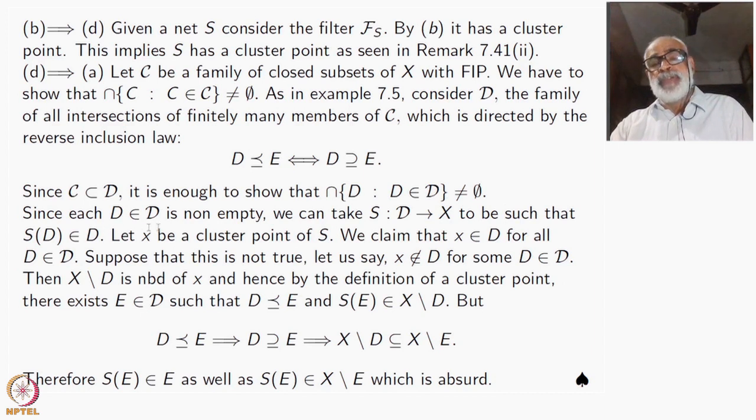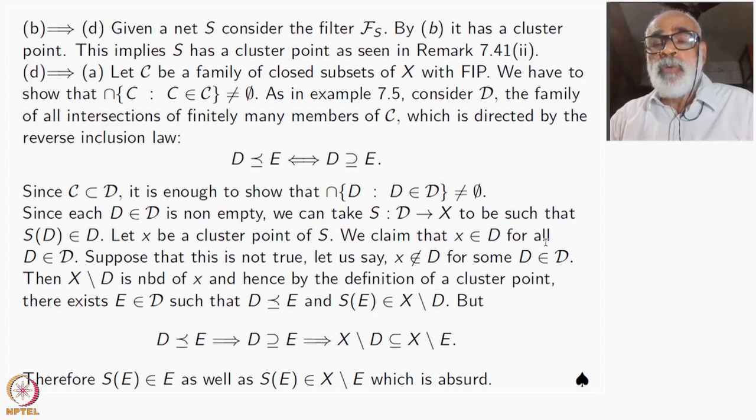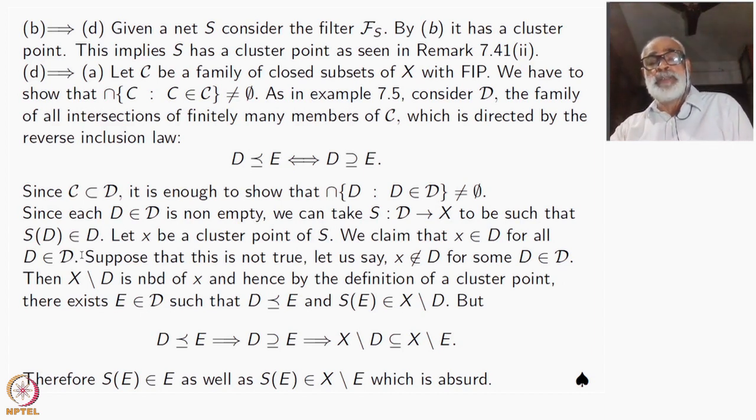Now look at each D inside curly D. They are non-empty by definition, because I have taken finite intersections of members of C, which has the finite intersection property. So we can take the net S from curly D to X such that S_D is inside D. Once again, here we are using the axiom of choice, so such a function exists. Let that be our S now. Suppose x is a cluster point of S. We claim that x is inside D for all D inside curly D.